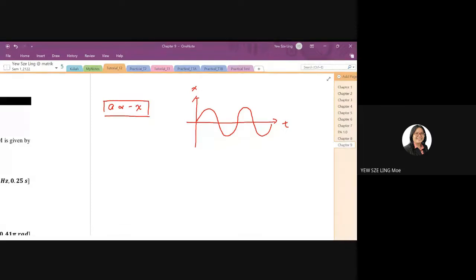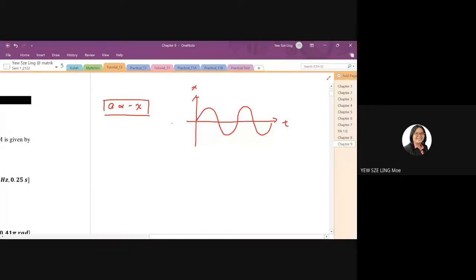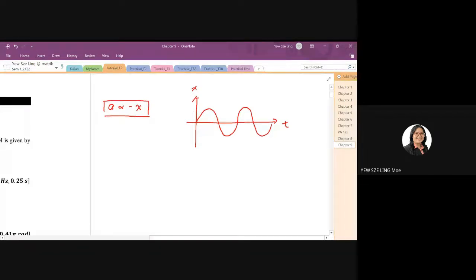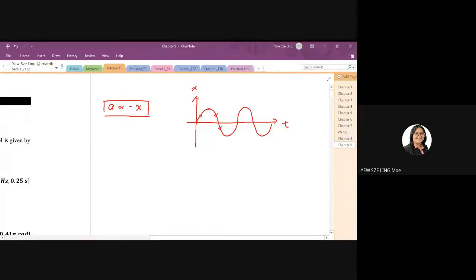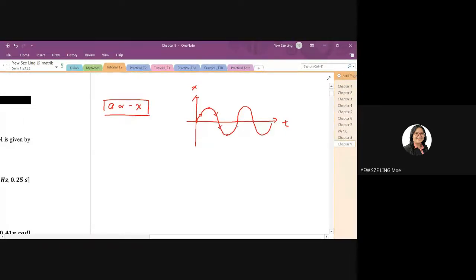Okay, so now let's see. We say it's a simple harmonic motion. Simple harmonic motion fulfills two conditions. The first one is that it is a periodic motion. What does it mean by periodic motion? As shown in the graph, it starts from the origin and goes up, and when it reaches the maximum point, it goes back to the equilibrium position again, and then it swings to the other side, the opposite direction. It reaches the maximum position, and then goes back to the equilibrium position. So it keeps repeating the same process again and again. That's why we call it periodic motion.